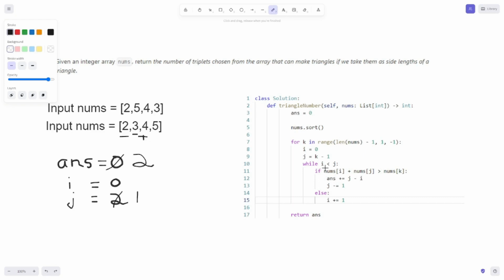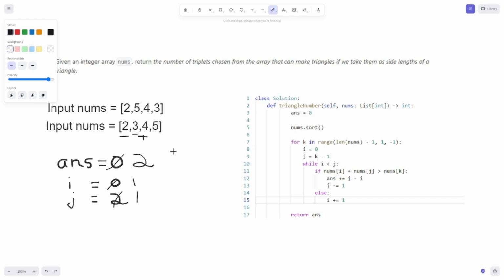And we check the same thing. nums[i], so 2 plus 3, that's 5. Is that greater than 5? No, 5 is not greater than 5. So we exit this if condition and we say, okay, else i becomes 1. And then we do the next iteration of the while loop. So i is less than j, 1 is not less than 1. So we exit that.